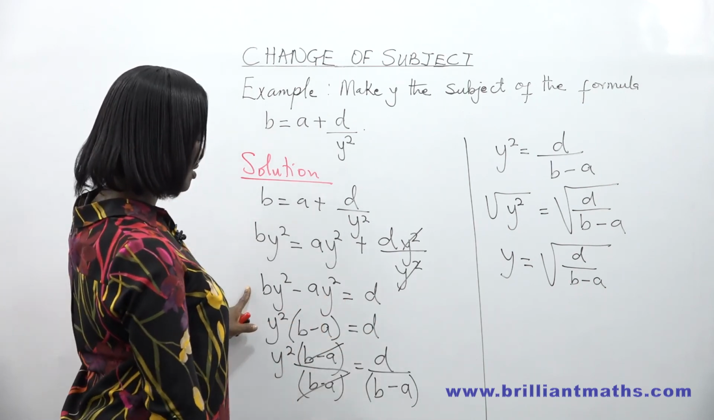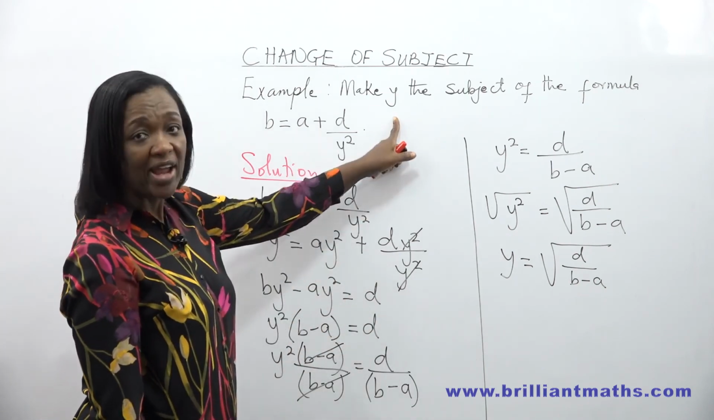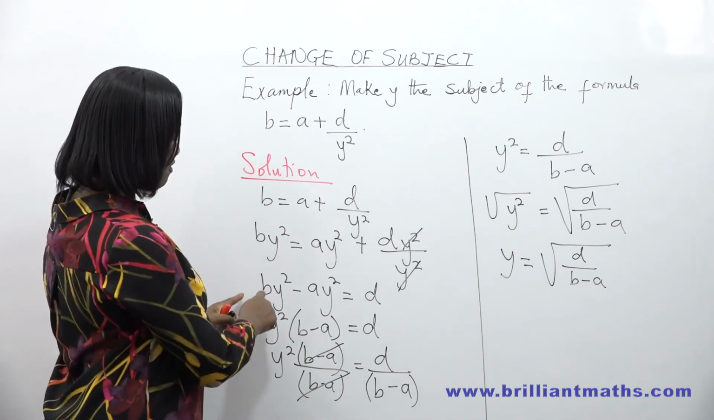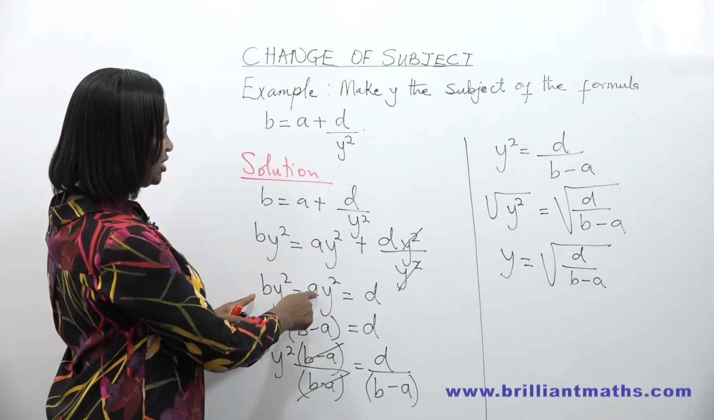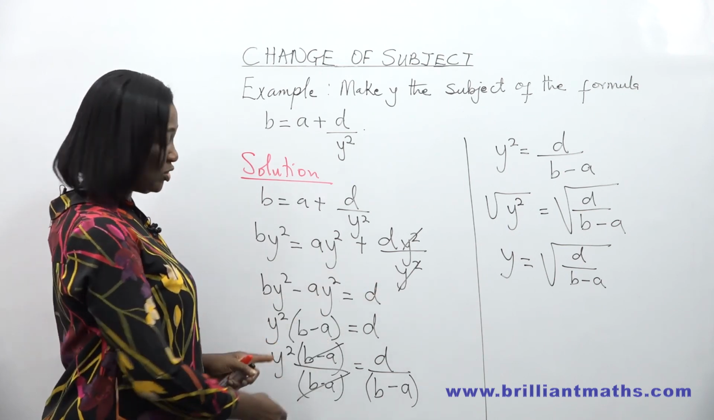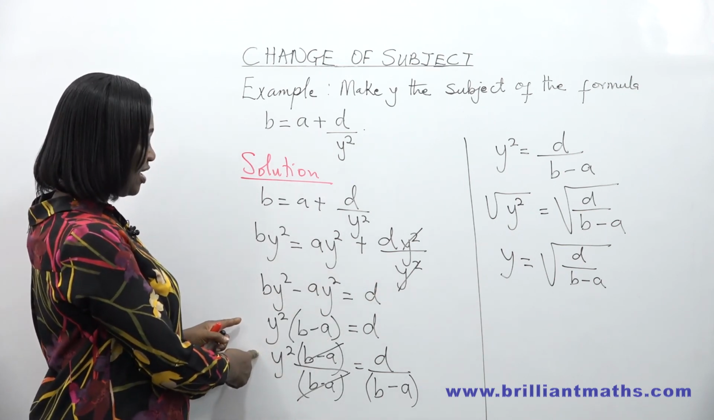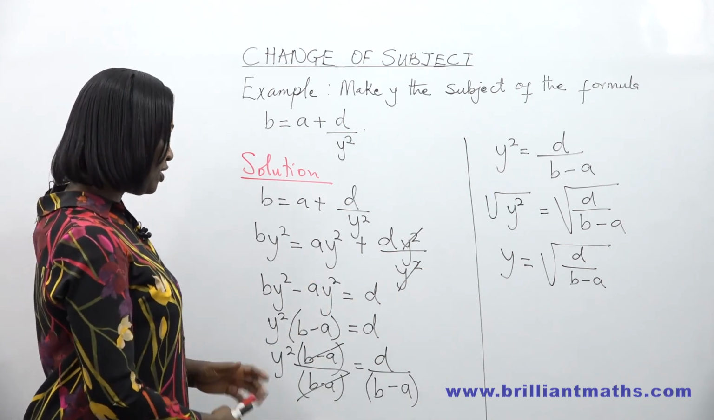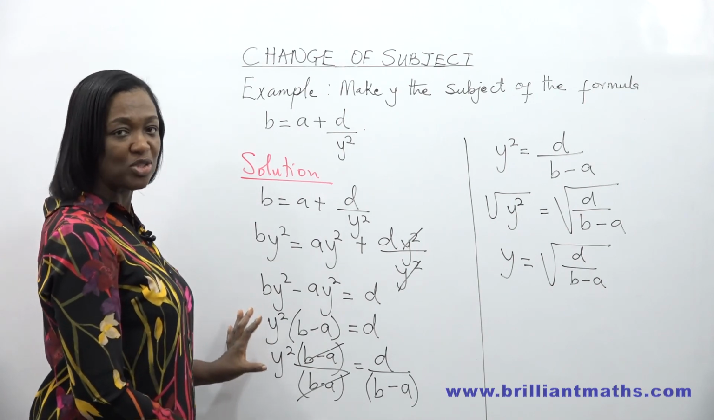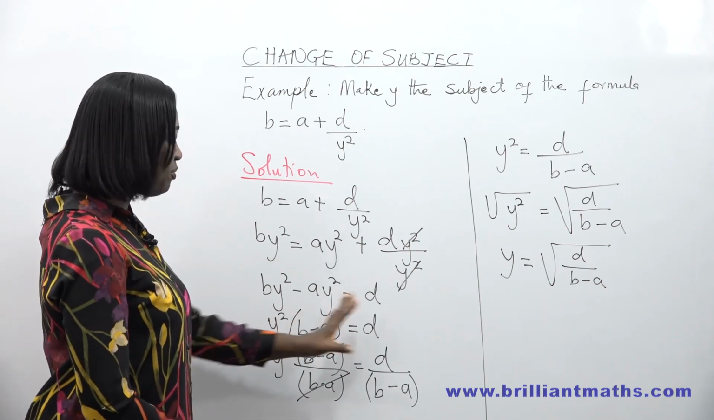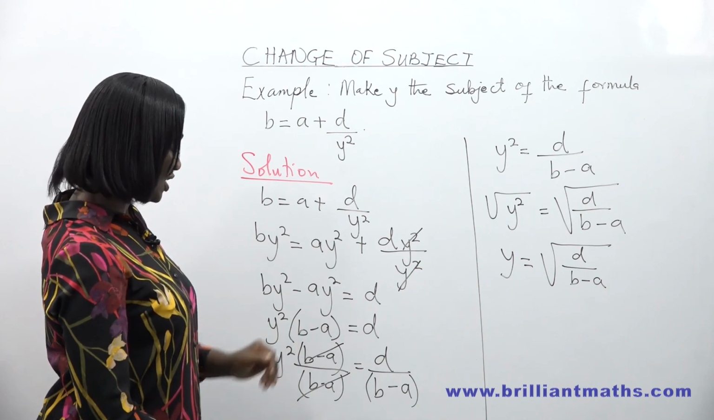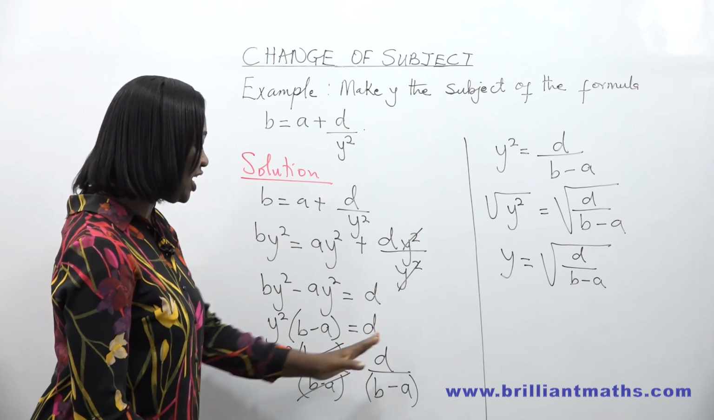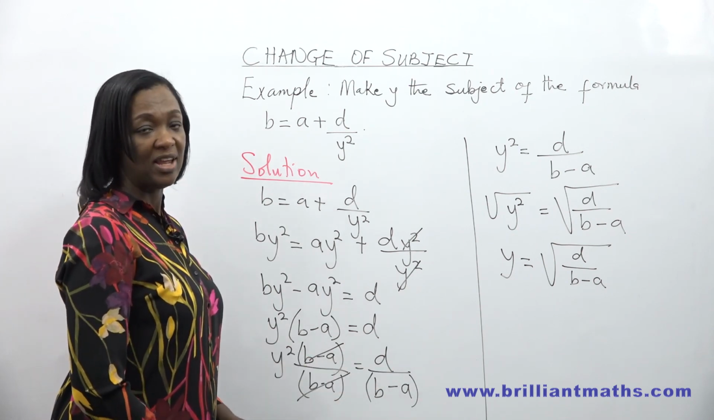So we have that. Remember, we're making y the subject. So you collect all the y's together. We have by squared minus ay squared is equal to d. So you factorize the y squared, and that gives you y squared into b minus a is equal to d. So next, we want y squared to stand on its own. So we divide both sides by b minus a. So we now have y squared is equal to d over b minus a.